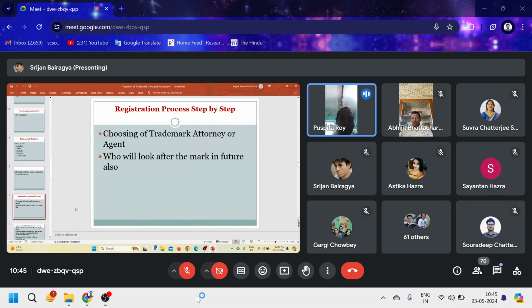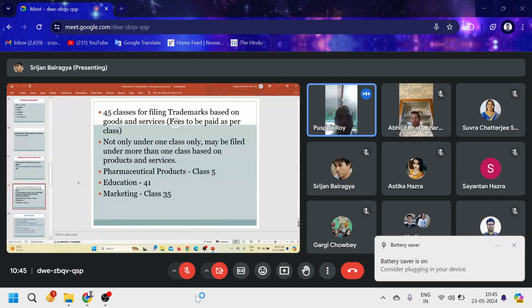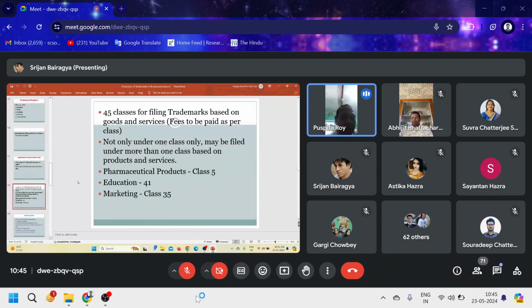Now, for the purpose of filing trademarks, there are 45 classes of goods and services. Suppose today I'm carrying on a business of a particular item or thing. I will have to file my application under that specific category. There are 45 classes, 45 categories. Education is there, marketing is there, pharmaceutical is there, different things are there. Based on that, I will file the application, depending on the goods for which I'm going to carry out my business. And on the basis of that class, I will have to pay the fee. Fees for registration I will have to pay as per the class under which I have applied.